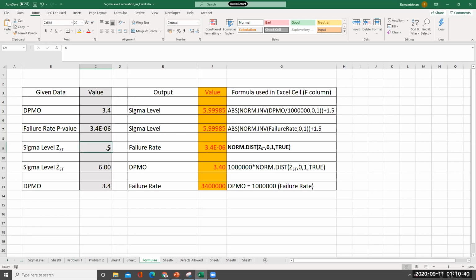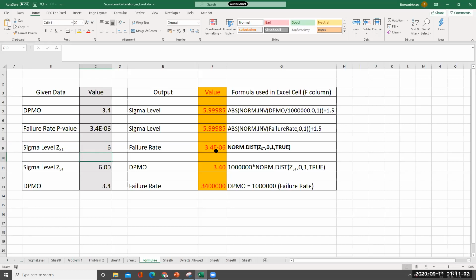Sigma level, I put it as 3, right? See, this failure rate is 0.0681. Now, I must not get a failure rate so high. I must get much lower. Therefore, I'll put 6 sigma level. Then I'll get, see, this is very close, 3.4 into 10 to the power of minus 6.